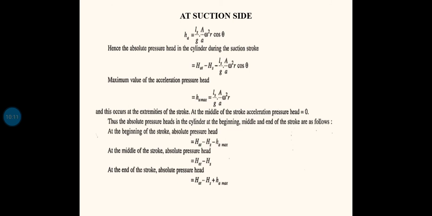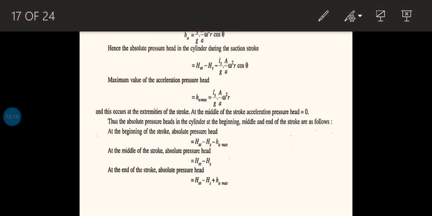Actually, it is HAS max. Similarly, at the end of the stroke, absolute pressure is HATM minus HS plus HAS max. At the middle of the stroke, as we have seen, HA max is not there. HA value will be equal to 0.